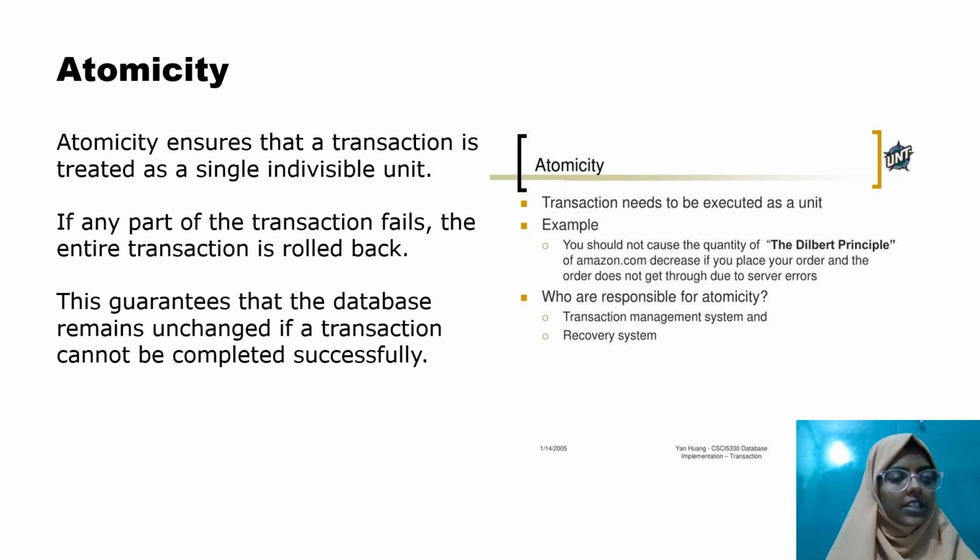Let us discuss atomicity. Atomicity ensures that a transaction is treated as a single individual unit. If any part of the transaction fails, the entire transaction is rolled back. This guarantees that the database remains unchanged if a transaction cannot be completed successfully. As we know, in the aborted state, the entire transaction is rolled back.